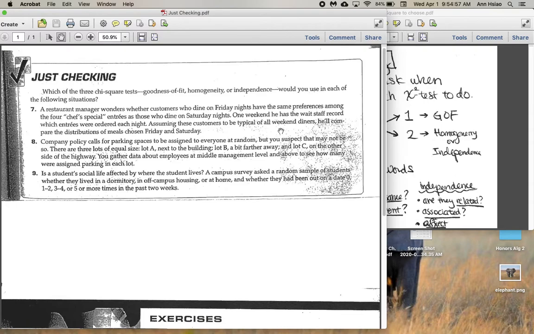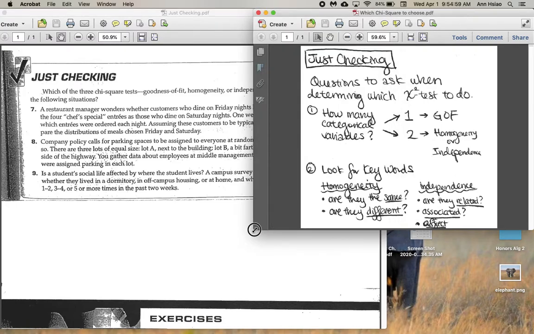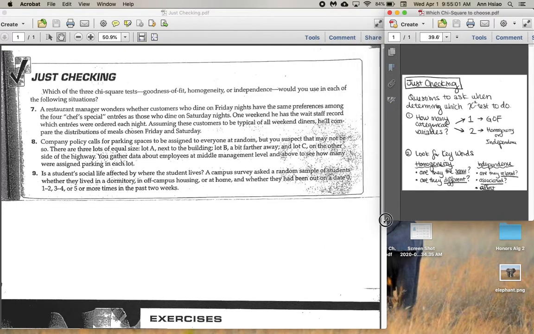All right, so the first question is asking, a restaurant manager wonders whether customers who dine on Friday nights have the same preferences among the 4 chef specials entrees as those who dine on Saturday nights. One weekend, he has the waitstaff record which entrees were ordered each night. Assuming these customers to be typical of all weekend diners, he'll compare the distributions of meals chosen Friday and Saturday.